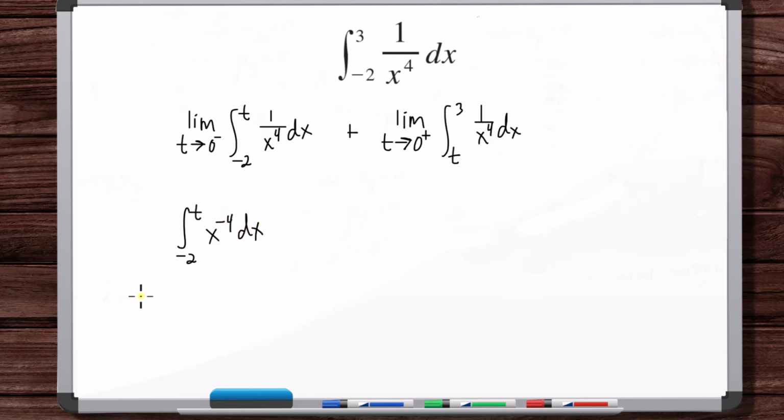This is x to the minus 3 over minus 3. So the integral of x to the minus fourth is x to the minus 3 over minus 3. So minus 1/3, and then minus 1/3, then minus 1/3, then minus 1 over minus 2 cubed, so it's going to be like that.